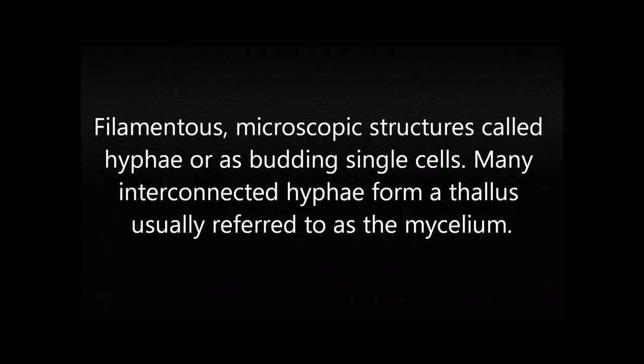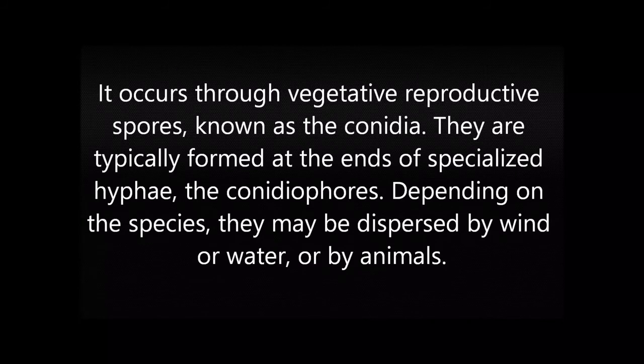Most species grow as filamentous, microscopic structures called hyphae or as budding single cells. Many interconnected hyphae form a thallus usually referred to as the mycelium, which, when visible to the naked eye, is commonly called mold. Asexual reproduction is the dominant form of reproduction in the Ascomycota. It occurs through vegetative reproductive spores, known as the conidia. They are typically formed at the ends of specialized hyphae, the conidiophores. Depending on the species, they may be dispersed by wind or water, or by animals.